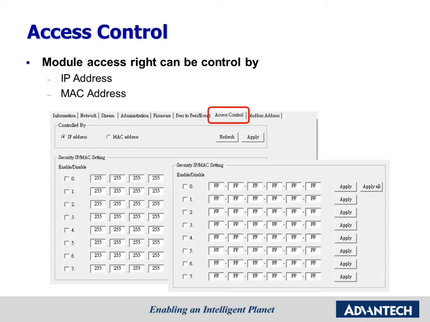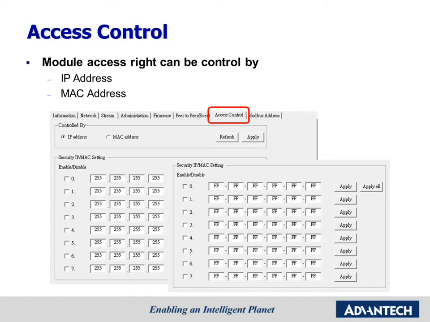The access control menu is to define the module access right for different users. The user can set an IP address or MAC address to define which controller has the access right on the ADA module's I/O value. This design offers certain security on whether the user has the right to monitor or even change the I/O value of the ADA module.